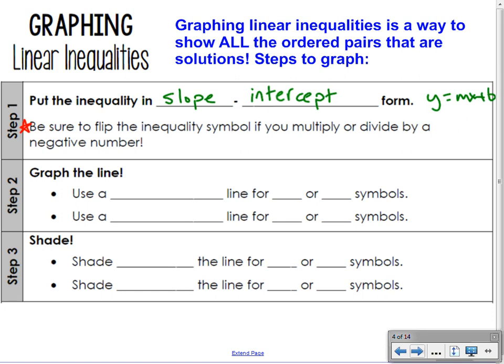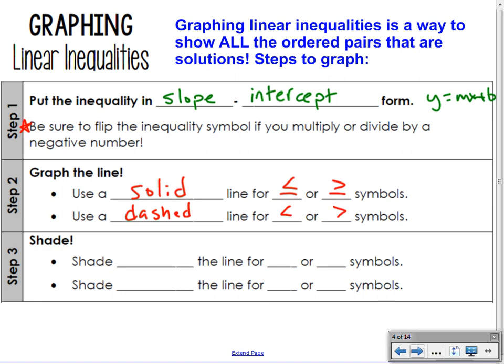Okay, so we have our line or our inequality in slope-intercept form. We're ready to graph. We graph our line as usual, but we have to be careful here. Okay, there's two things that are going to be different. When we graph our line, we're going to use a solid line, meaning completely connected, if we have the less than or equal to symbol or the greater than or equal to symbol. We're going to use a dashed line if we have the less than symbol or the greater than symbol.